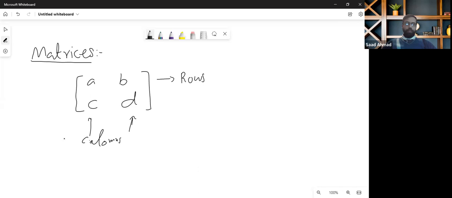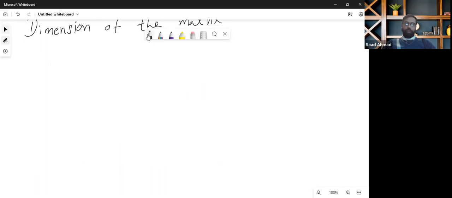entries. And the next thing we need to know is the dimension of the matrix. To measure the dimension of a matrix, we need to know its number of rows and its number of columns.